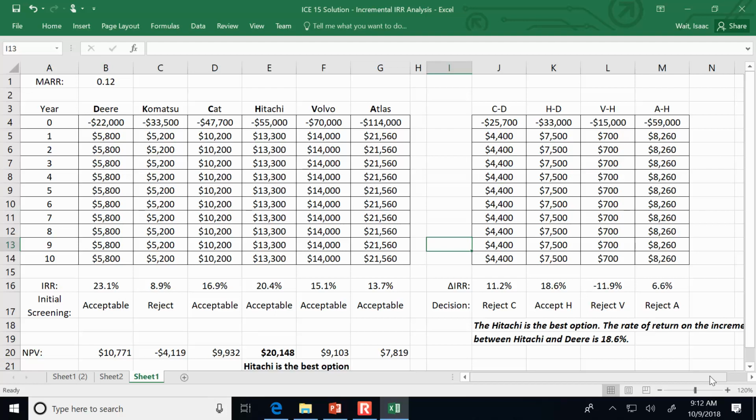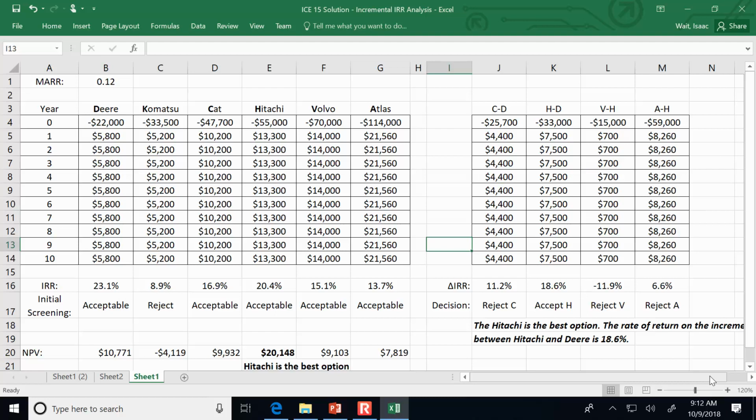So then the Hitachi versus Deere comparison, we do that. You can see the internal rate of return on the increment is 18.6. Since that's greater than the MAR, we accept the Hitachi. And so Hitachi is now the best alternative. The second best alternative was the last one that was acceptable. So that was Deere. So right now we accept Hitachi.